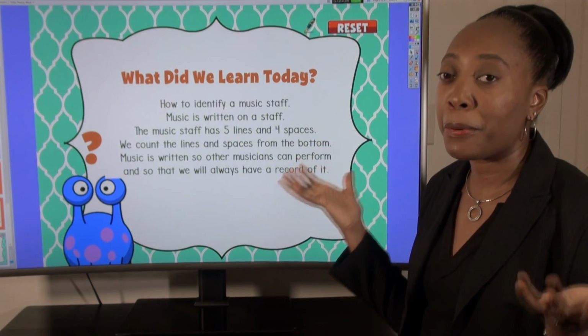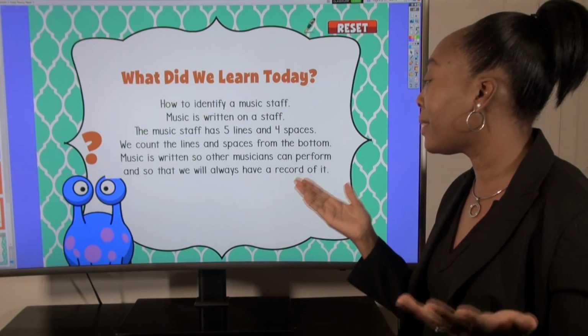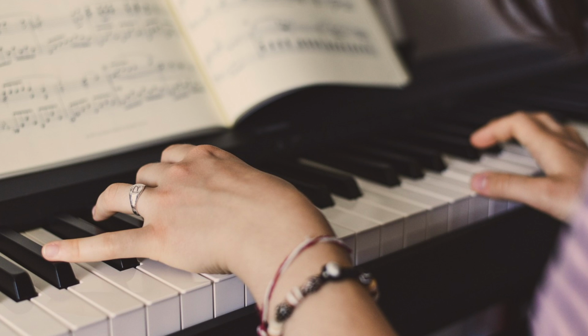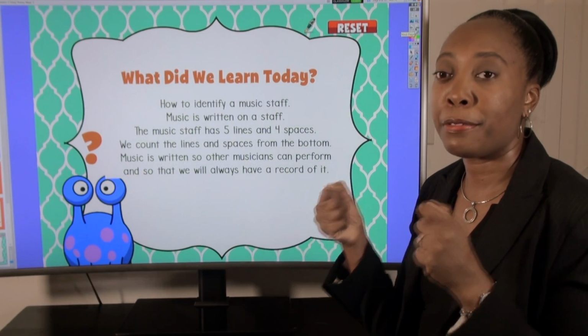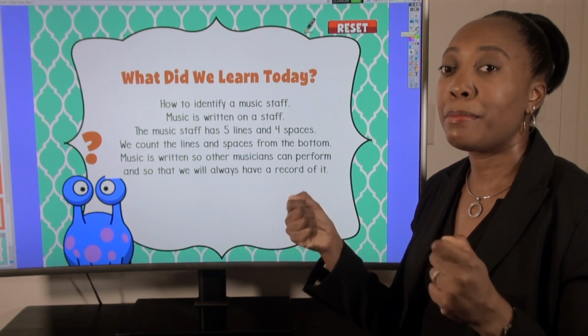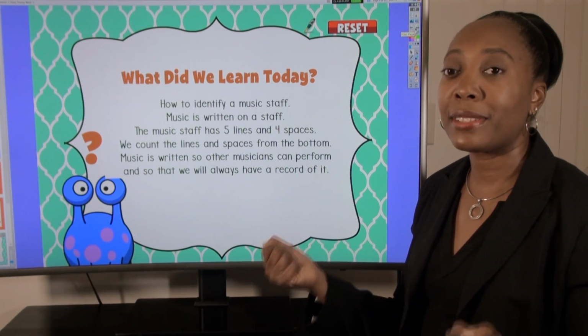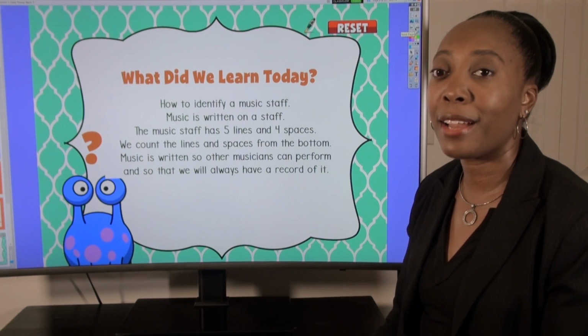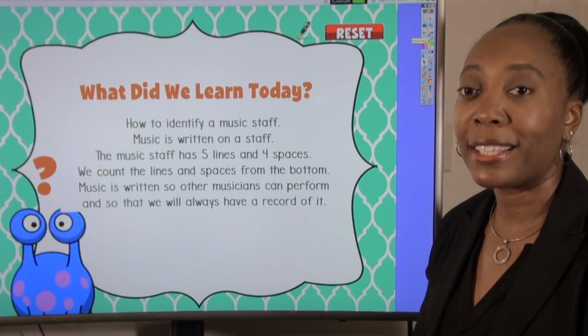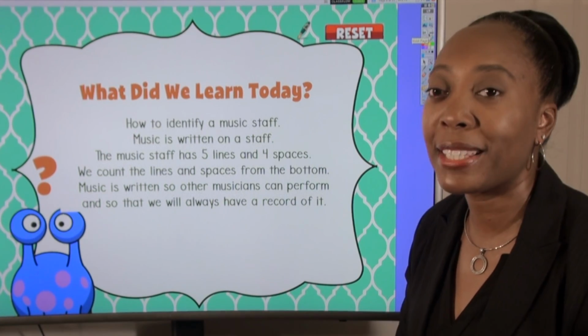And the most important thing is music is written, so musicians, all the music people that love to play and sing music, they have something that they can read and perform. And that's how we make beautiful music. And of course, that's how we're able to perform collectively, because we have written music. All right, I hope you enjoyed lesson 1.